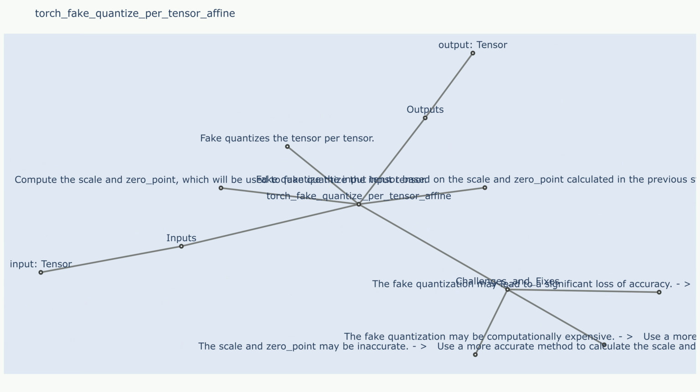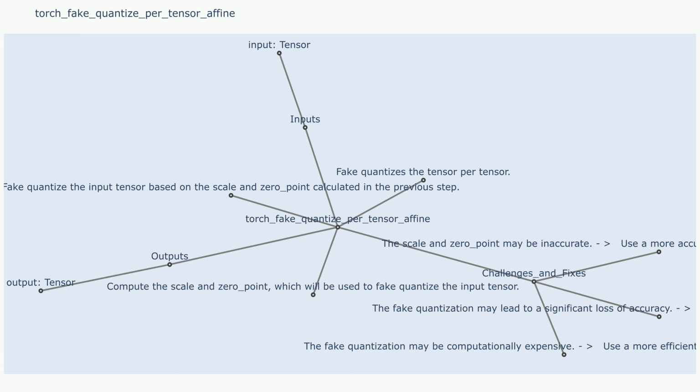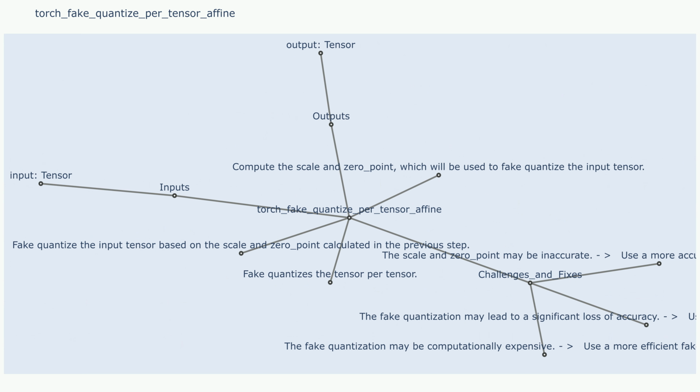Outputs. Output 1: the quantized tensor. Output 2: scale, the scaling factor used for the quantization. Output 3: zero point, the zero point used for the quantization. Steps. Step 1: calculate the scale and zero point based on the input tensor's minimum and maximum values and the desired quantization range. Step 2: quantize the input tensor using the calculated scale and zero point.